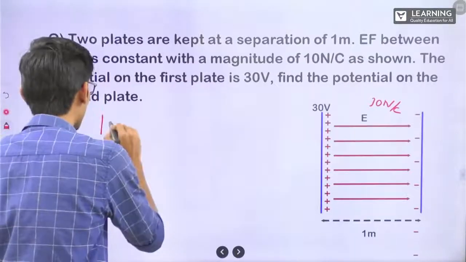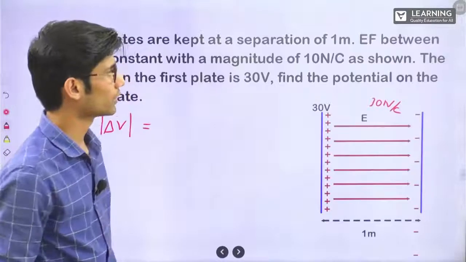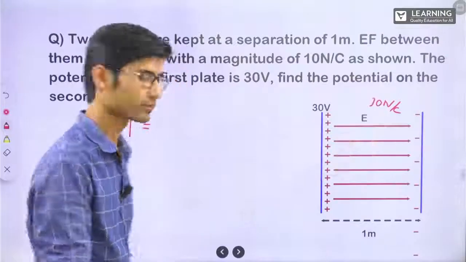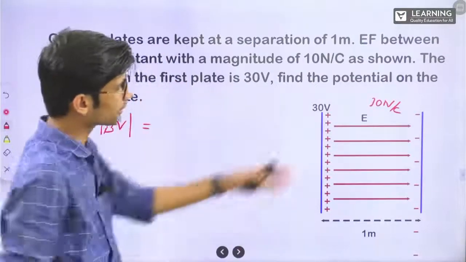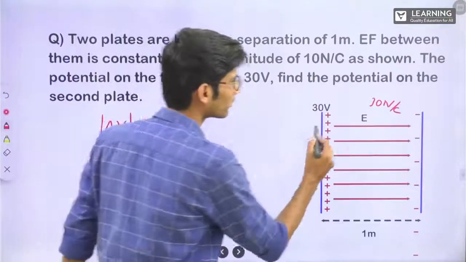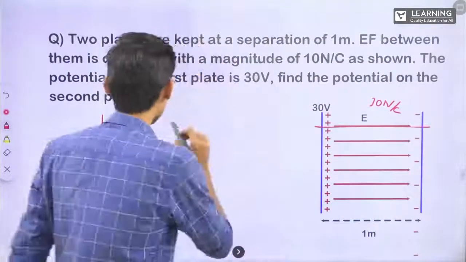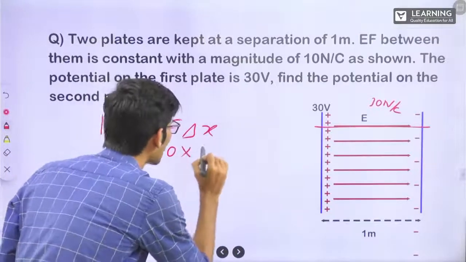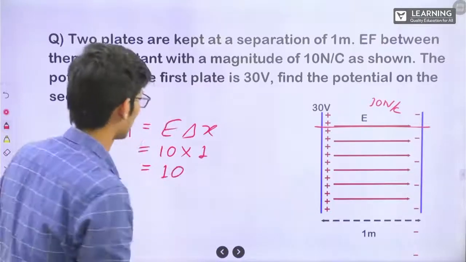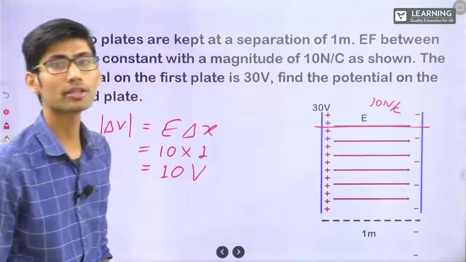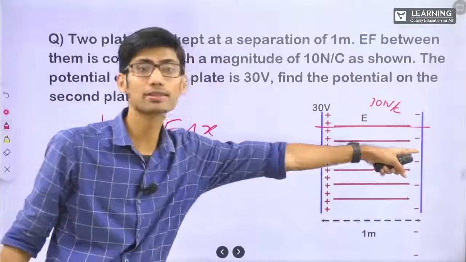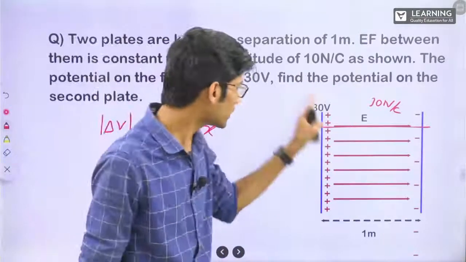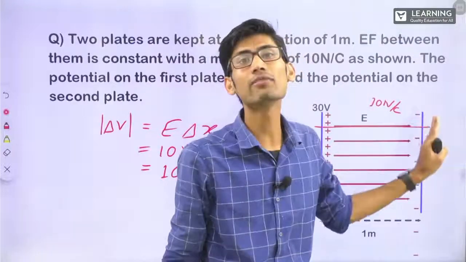Okay, now see. Here, if I just write the magnitude, delta V is equal to E into delta X. E is this. Delta X is this. And the angle between E and delta X is 0. We are moving in this direction only. Cos 0 is 1. So I can write E delta X. So E is 10, delta X is 1 meter. That is equal to 10 volt. That is the potential difference. Do not write that the potential on this plate is 10. It is the potential difference, right? So that means the potential difference from here to here is 10 volt.